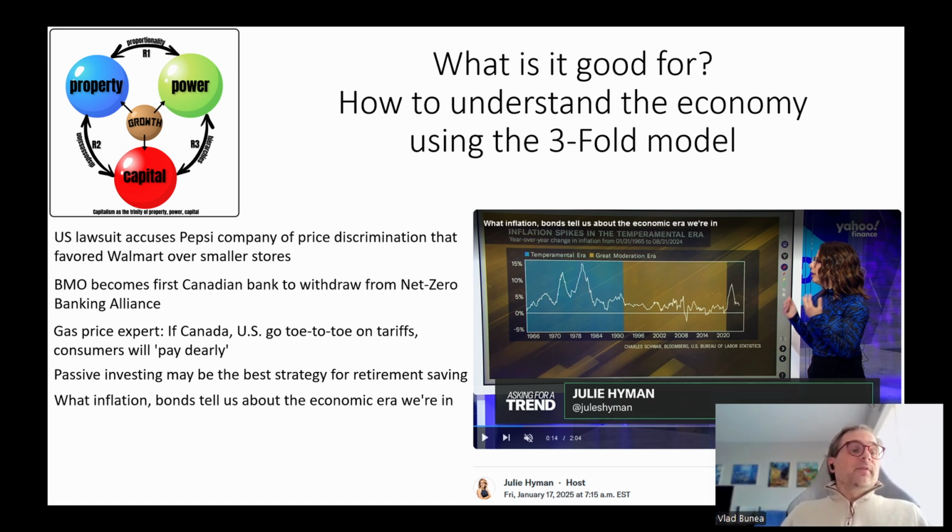Inflation, what inflation? Bonds tell us about economic era we're in. This is a more difficult example to see how it links to the model, because we are never told that inflation is caused by companies raising prices. And why do they do that? It's because they can. We mostly hear that companies react and increase prices because of some government policy. But in the end, whether it's government or not, the company raises the price, not the government. And they do that because they have the power to do so.